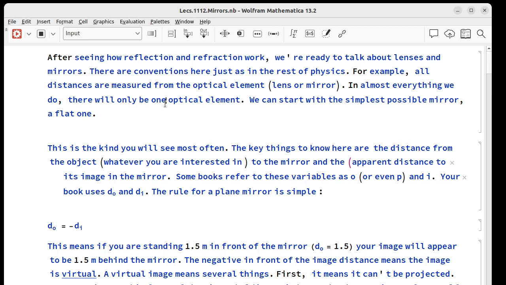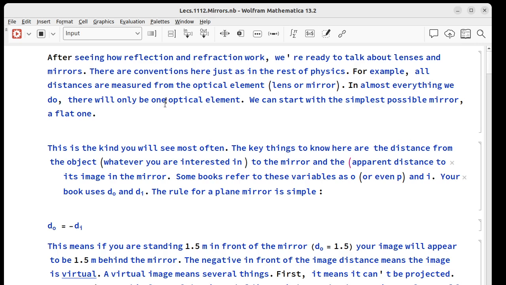The simplest possible thing we can start with is a flat mirror, like in a bathroom. You see this all over the place, and if you look at it carefully, you can verify this. The distance from the object to the mirror and the apparent distance from the mirror to the image are the two key things. The object distance is sometimes called O, sometimes called D subscript O, sometimes called P for some reason. And the distance to the image from the mirror is called I.